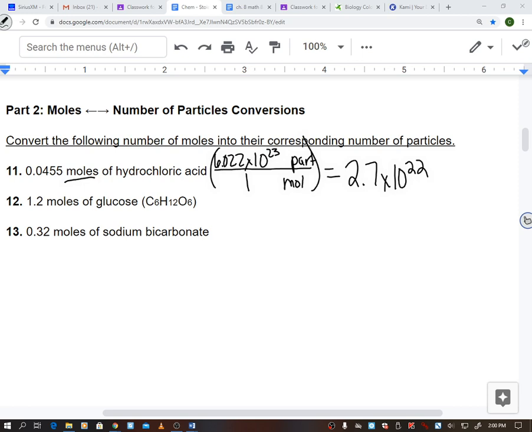Number 12, I'll go ahead and give you the answer. You can set this up if you want, but the answer should be 7.2 times 10 to the 23rd. And 13 is 1.9 times 10 to the 23rd. Okay, so that is the first page. I will then put up a video and post it with the second page so that these videos don't get too long. You can kind of do them one at a time.